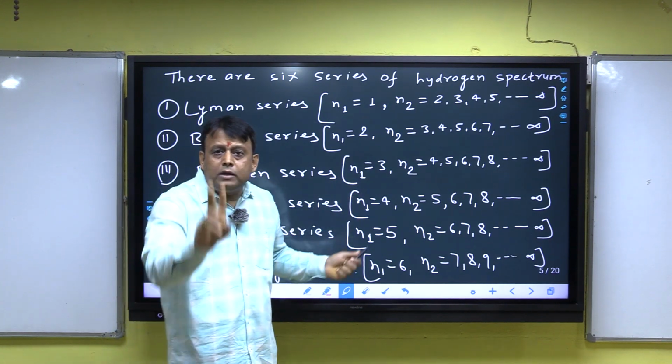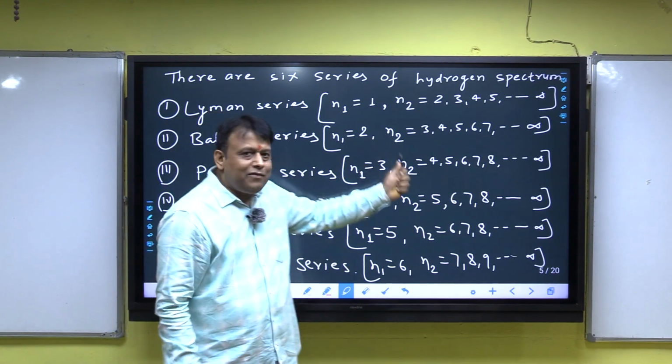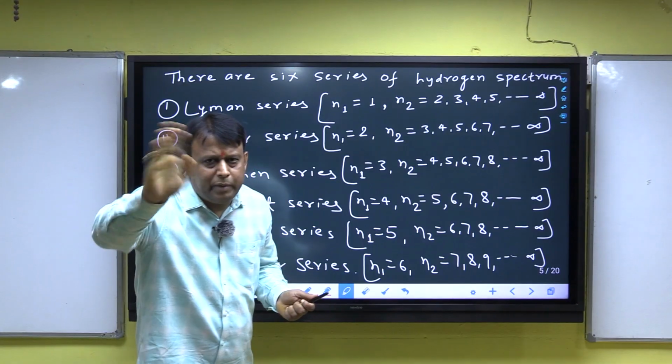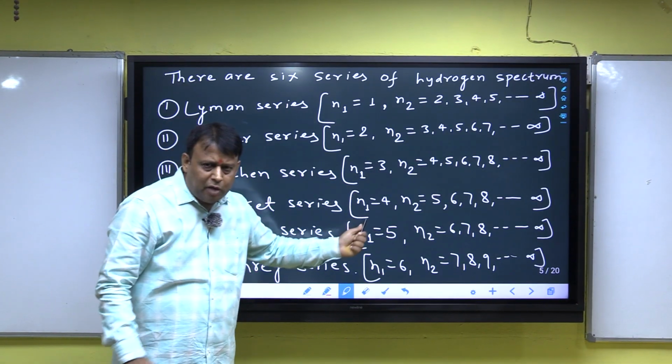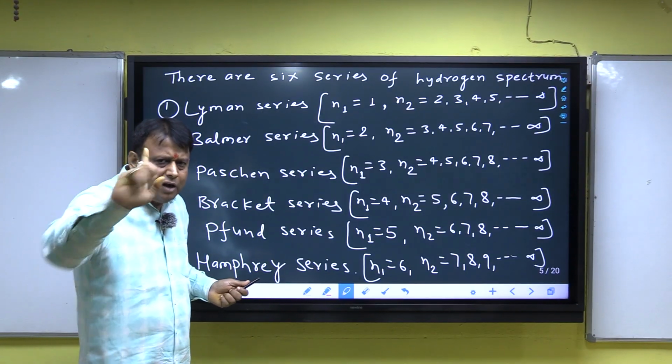and the third orbit is called the second excited state. That means when fourth to third, Paschen, fifth to third, Paschen. Brackett: some higher orbit to the fourth orbit. The fourth orbit is called the third excited state.